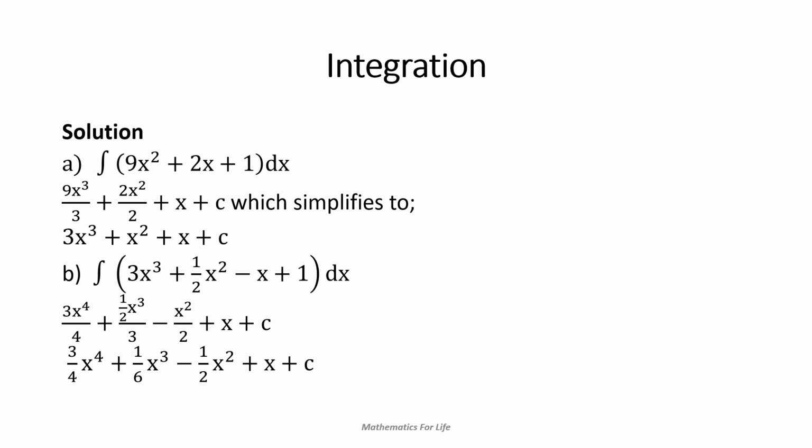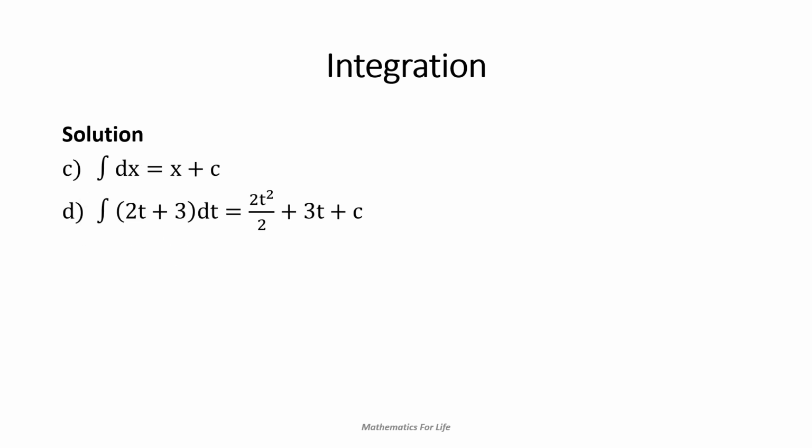Similarly, for the second one, we're going to integrate 3x cubed plus a half x squared minus x plus 1 with respect to x, and that will give us 3x to the power 4 over 4 plus a half x cubed over 3 minus x squared over 2 plus x plus the arbitrary constant c, which will also simplify to give us 3 over 4 x to the power 4 plus 1 over 6 x cubed minus a half x squared plus x plus the arbitrary constant c.